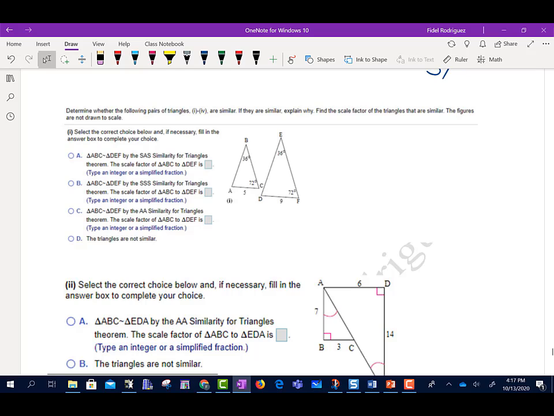All right. So the directions on this next problem say, determine whether the following pair of triangles 1 through 4 are similar. If they are similar, explain why, and find the scale factor. Okay. So we already know here that this angle and that angle is the same, and this angle and this angle is the same. And then we could find this third angle. And that third angle would be the same as that third angle, okay? Because they all have to add up to 180.